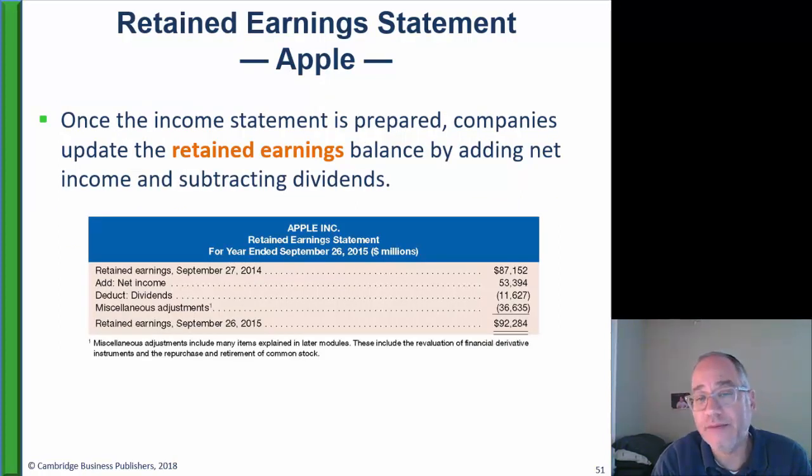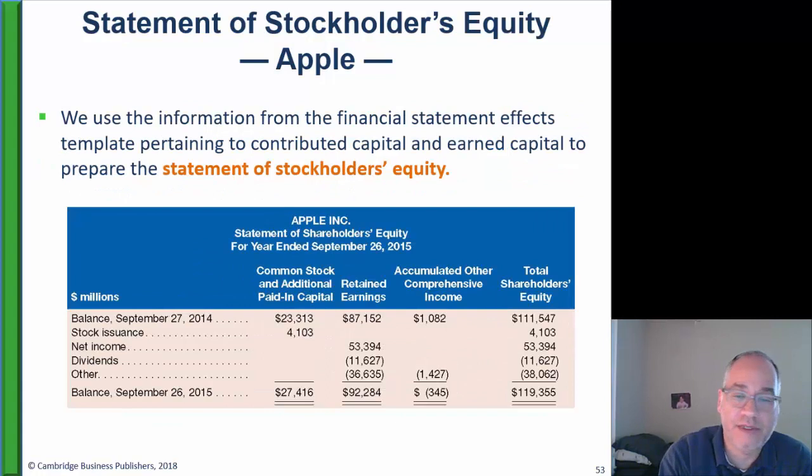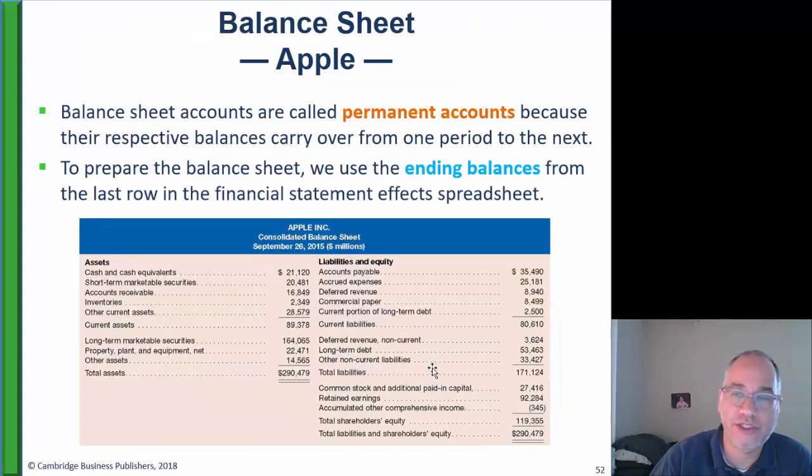The retained earnings statement, which is part of the stockholders' equity statement, retained earnings would be beginning retained earnings plus net income minus dividends equals ending retained earnings. Now that you know ending retained earnings, and if you do a whole stockholders' equity statement like this, you'll not only know retained earnings, but also common stock and accumulated OCI. And then you use that information to prepare your balance sheet.